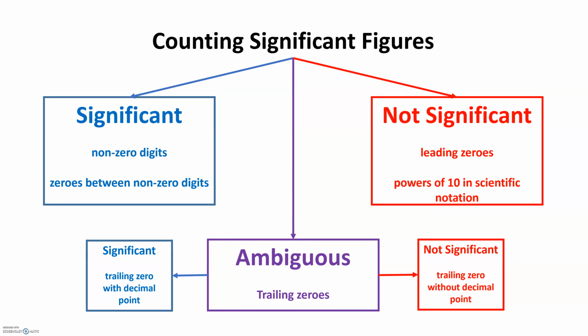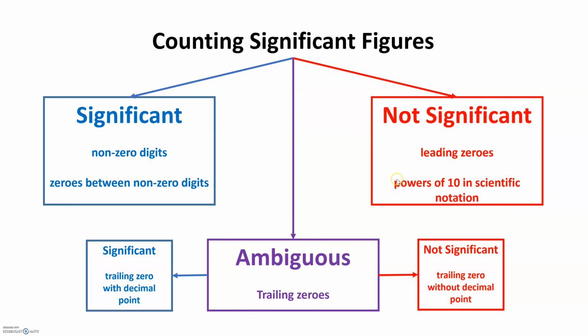So digits really fall into three categories: significant digits, not significant digits, and digits that aren't super clear. So non-zero digits and zeros that are between non-zero digits are significant. The digits that are not significant are the leading zeros. Those are the ones just telling us where the decimal point should be.